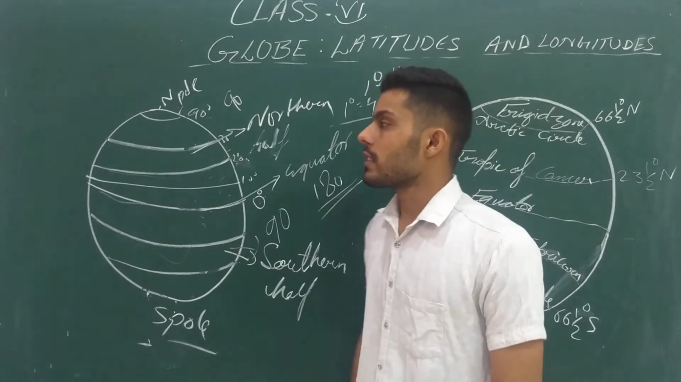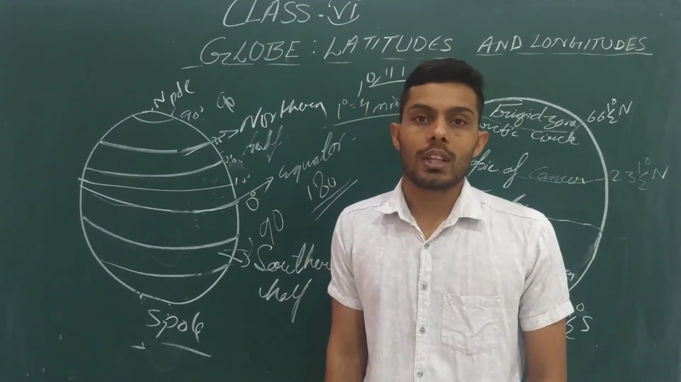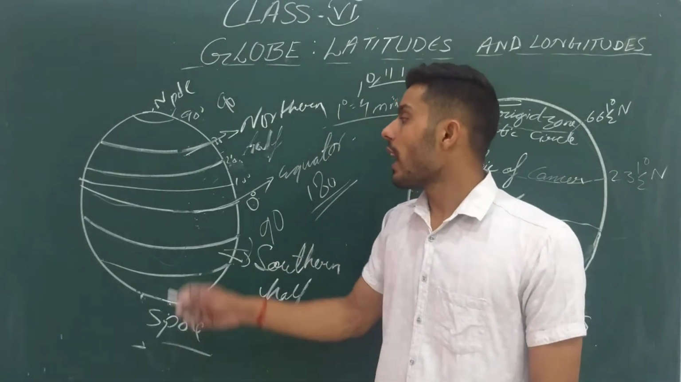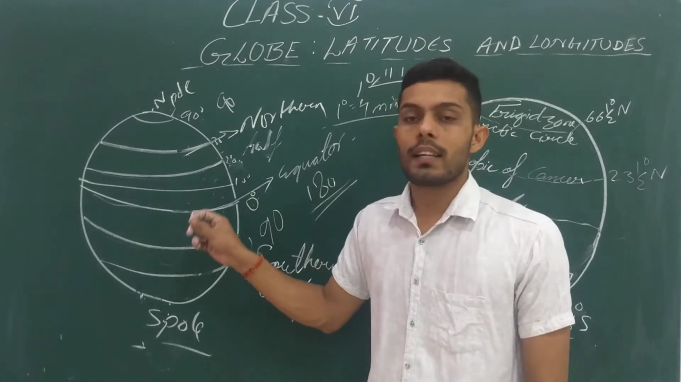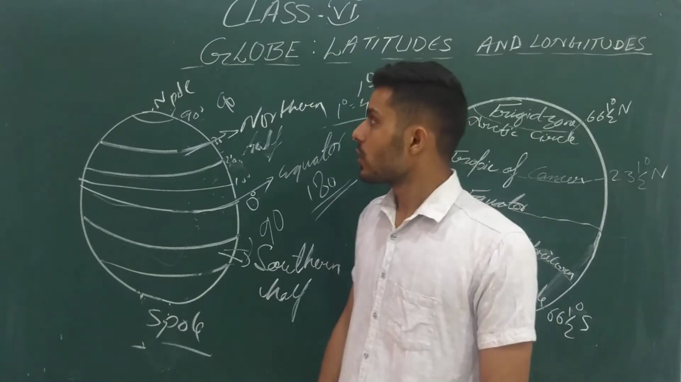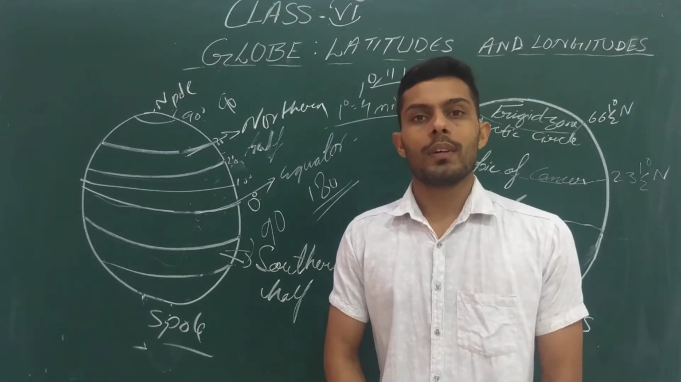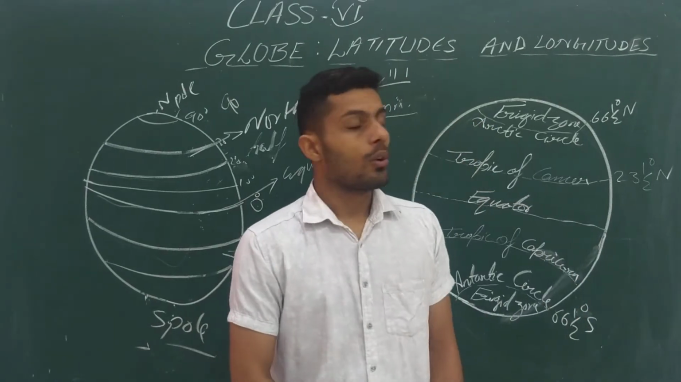Why are we noting the southern and northern half? Because if we do not do this, then they might coincide with each other. That's why we note the northern half and the southern half. Got it? So these are the parallels of latitude. In the next video you will see what the parallels of longitude are.